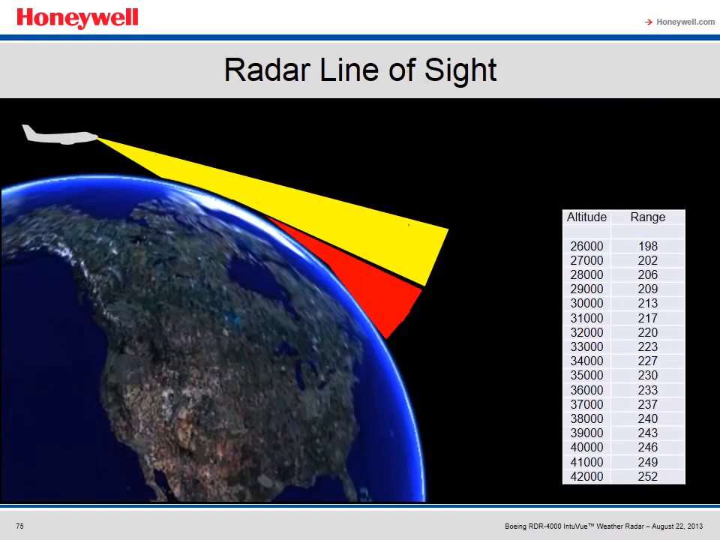Recall that all radars are subject to line-of-sight limitations. The red area in this picture shows where the radar's energy is blocked beyond the horizon due to the Earth's curvature. The radar line of sight, or radar horizon, varies with altitude and is approximately 200 nautical miles at 26,000 feet and 250 nautical miles at 41,000 feet. Even though the radar energy is blocked, we can use this to our advantage.